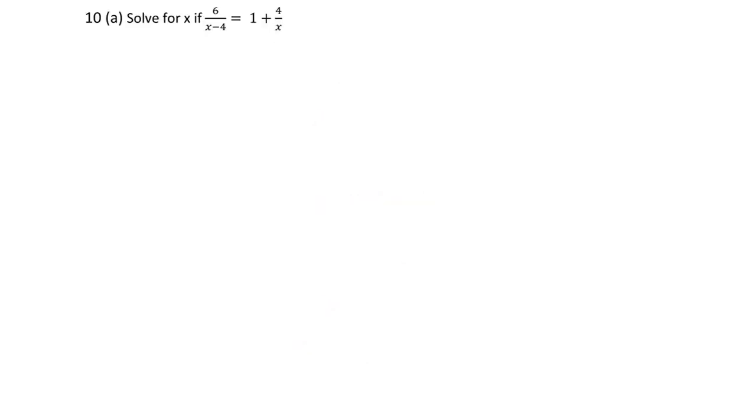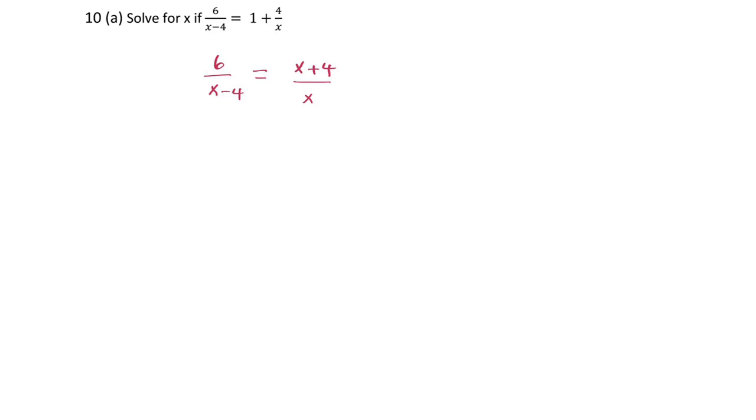Question number 10, part A. Solve for x if 6 over x minus 4 equals 1 plus 4 over x. Okay, so this is the algebra problem. First let us combine the terms from our right hand side. Our equation is going to be 6 over x minus 4 equals x plus 4 over x.